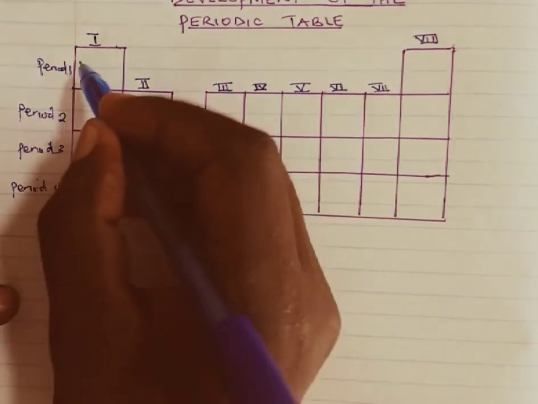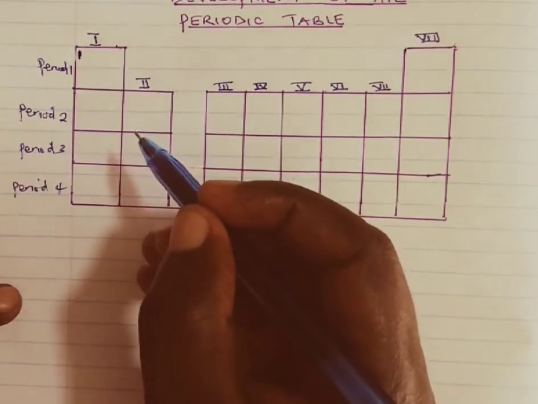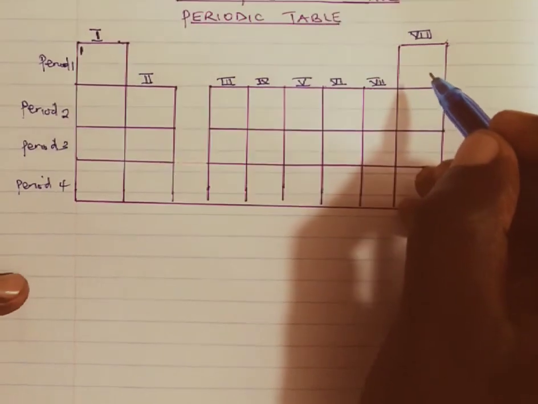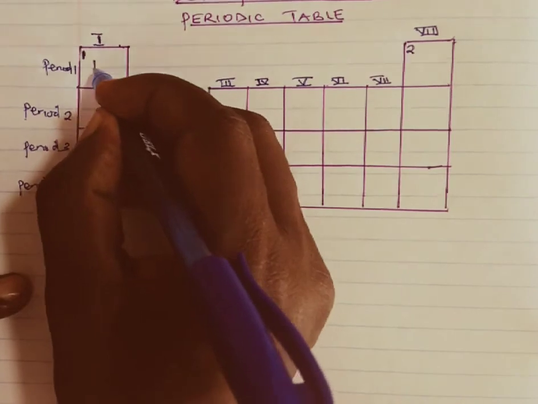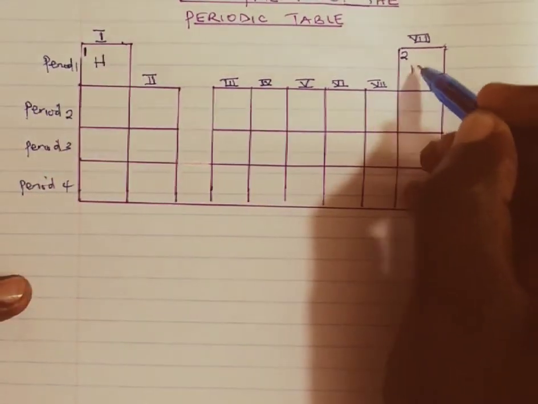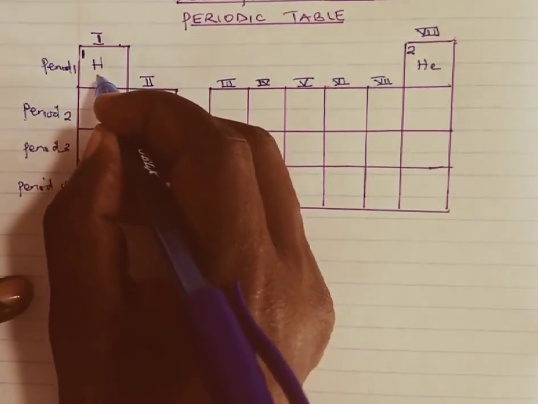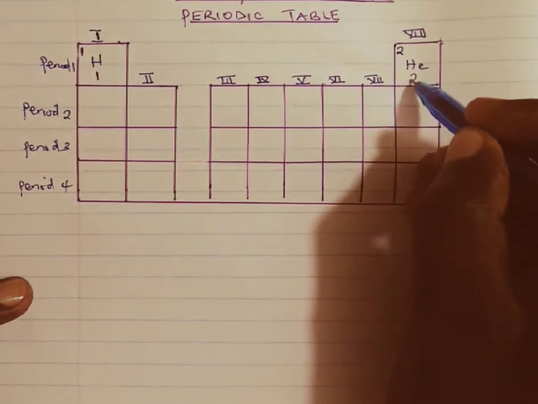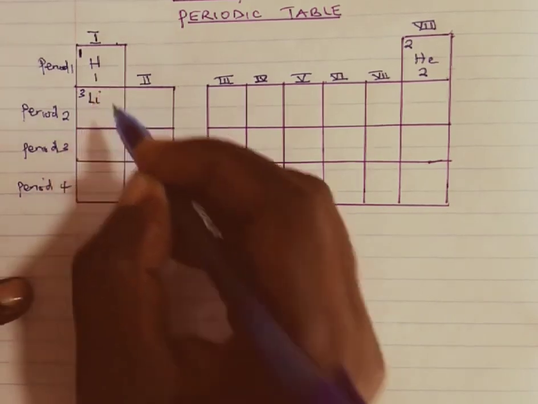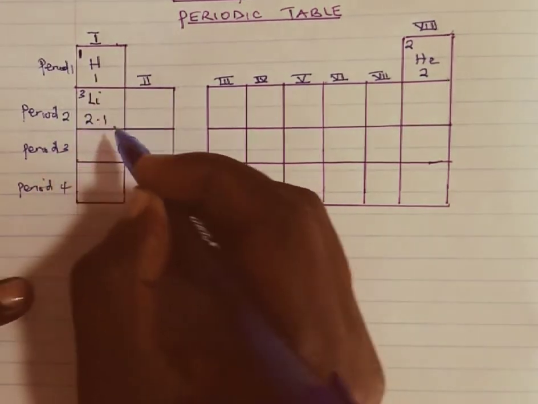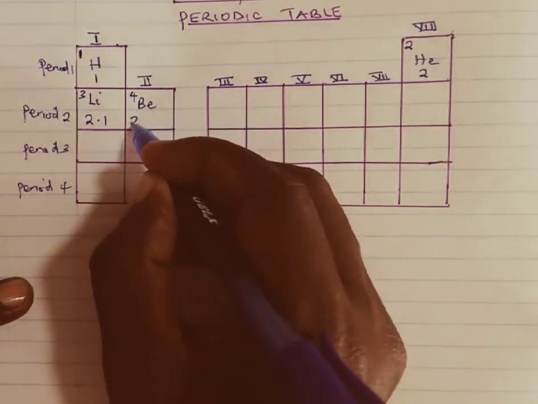So the first element, which is hydrogen, takes atomic number 1 or position number 1. Then helium, being the second, comes here such that we have hydrogen, then we have helium, and the electron arrangement of hydrogen is simply 1, that of helium is 2. Number 3, we have lithium with an electron arrangement of 2, 1.